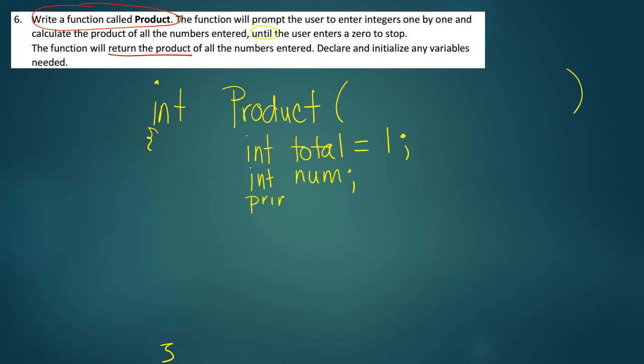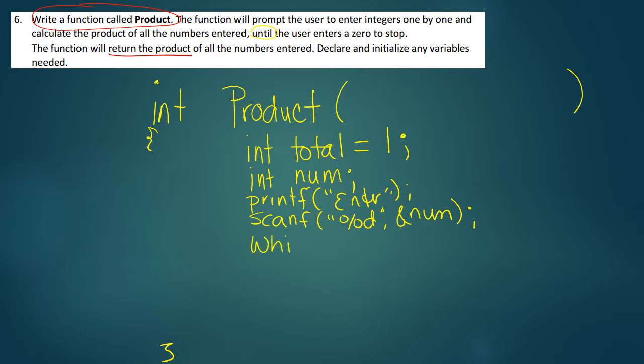So I have to prompt. So I say enter. And then I have to scan. And then, so this is the initialization for my while loop. Then my while loop test is going to make sure that the user did not give me a 0. And then what am I going to do if I do not get a 0? I'm going to continue to calculate a product. So I will say total equals total times num.